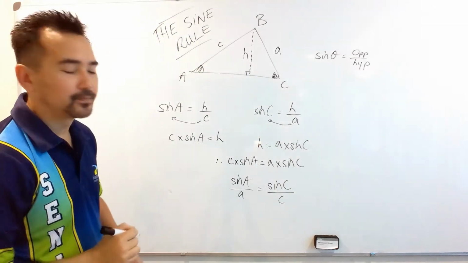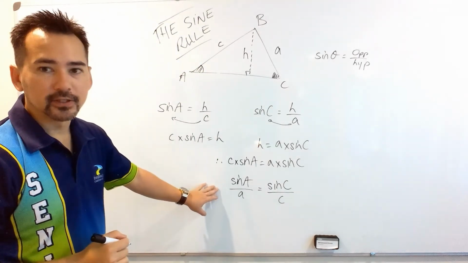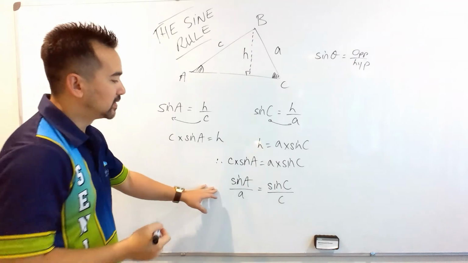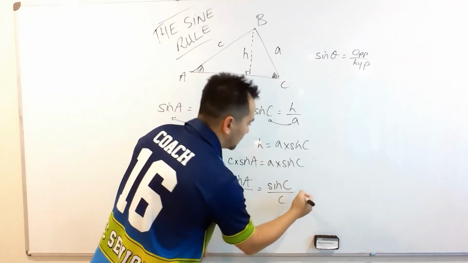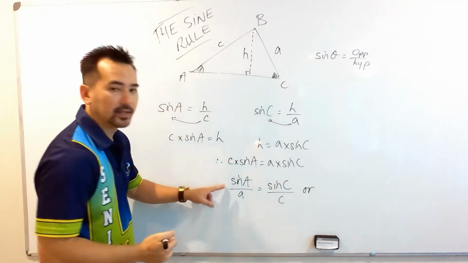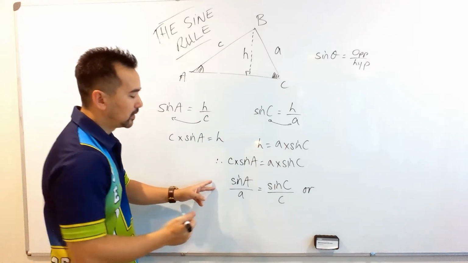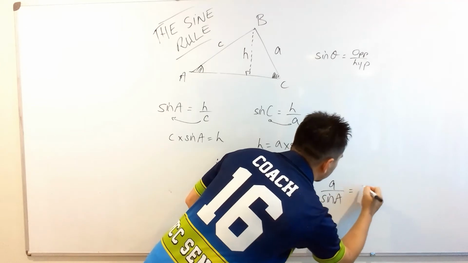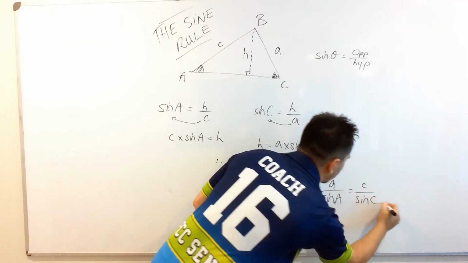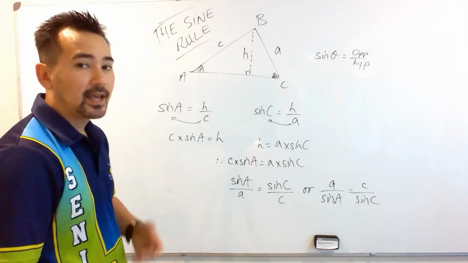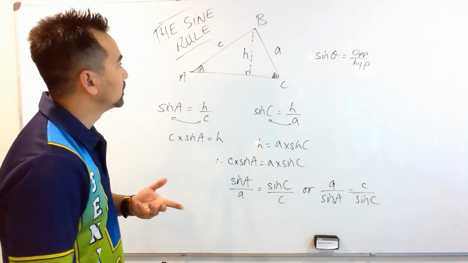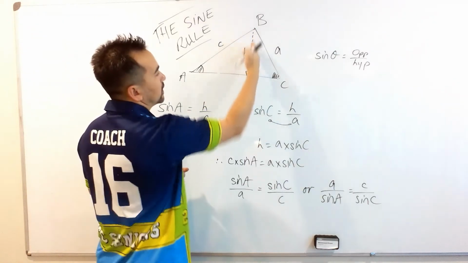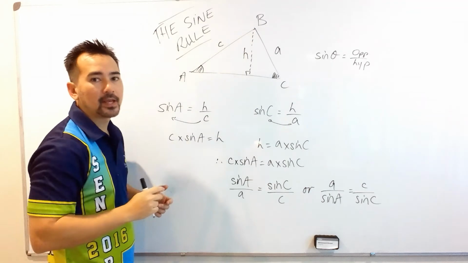This is the sine rule. And there are a few versions of the sine rule. We could say that if I were to invert this formula, it would be a over sine A is equal to c over sine C.